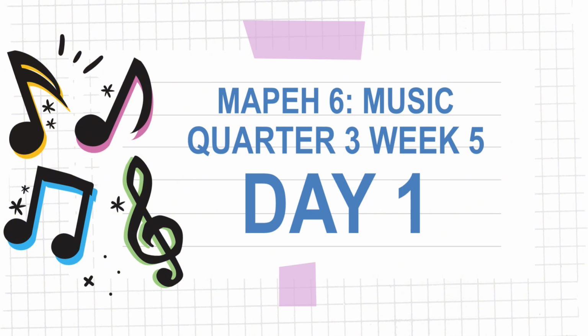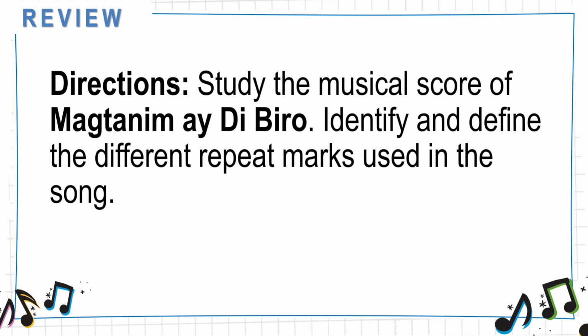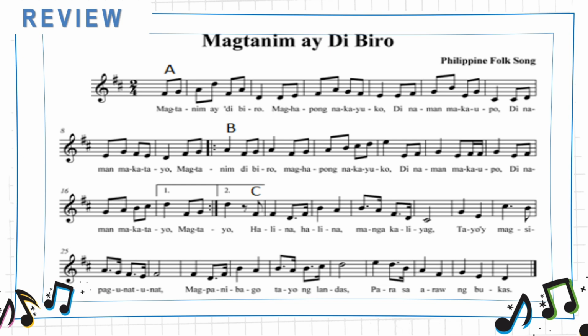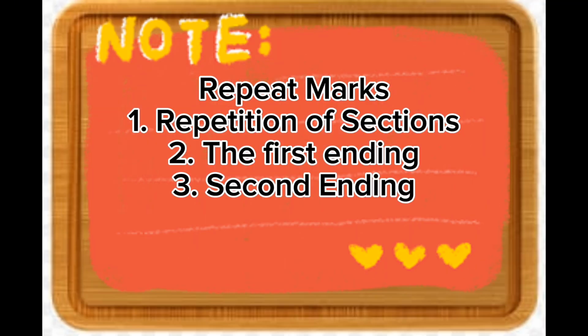MAPE 6, Music, Quarter 3, Week 5, Day 1. Directions: study the musical score of Magtanim ay di biro. Identify and define the different repeat marks used in the song. And there are the repeat marks of the song.